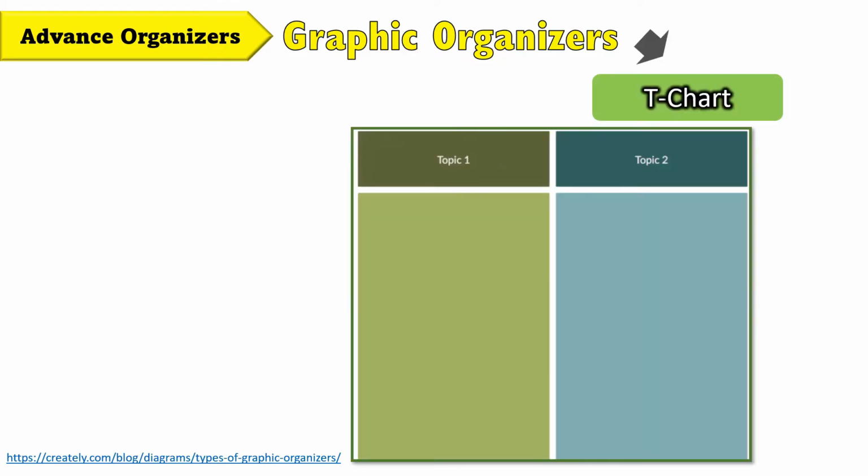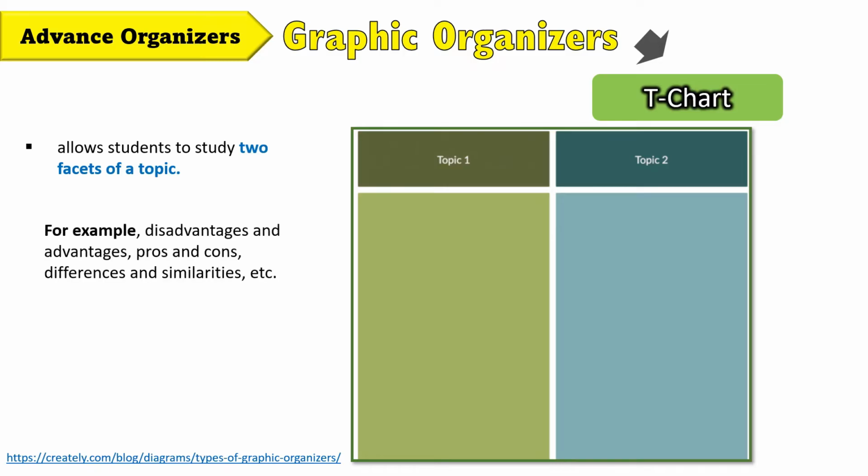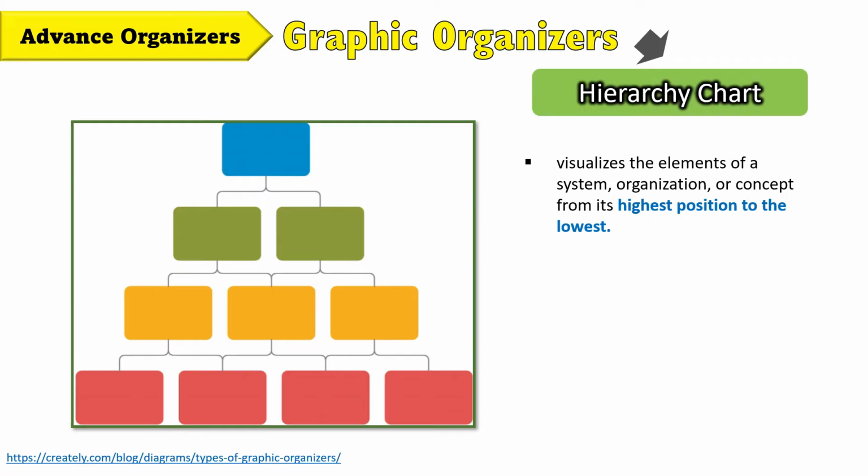T-chart. T-charts allow students to study two facets of a topic. For example, disadvantages and advantages, pros and cons, differences and similarities, and others. Hierarchy chart. Hierarchy charts visualize the elements of a system, organization, or concept from its highest position to the lowest. Students can use this tool to understand the superordinate and subordinate categories of a topic and the relationship between them.